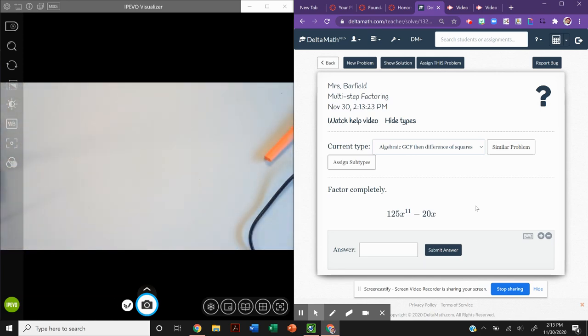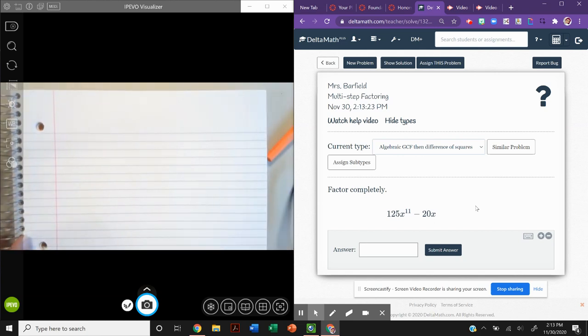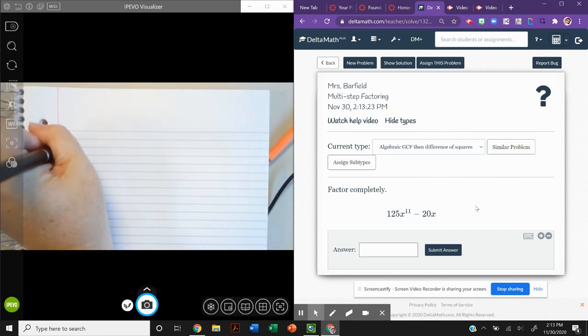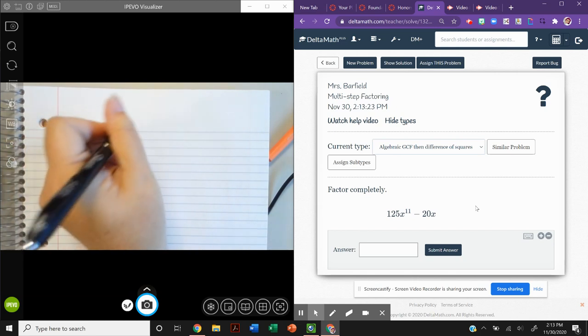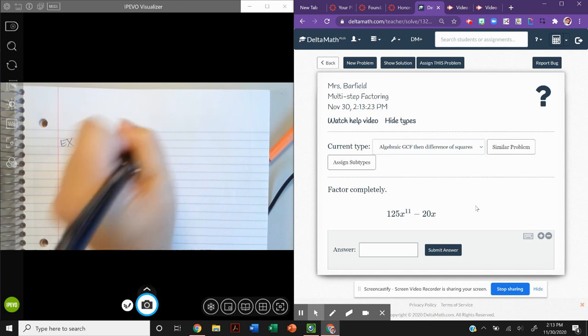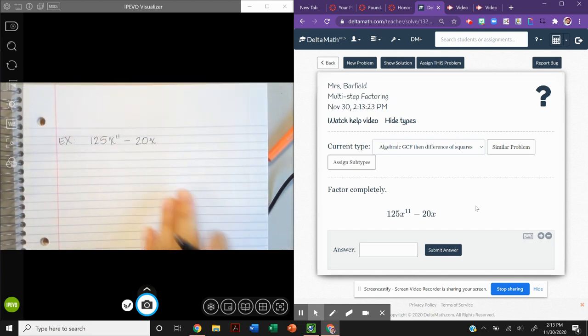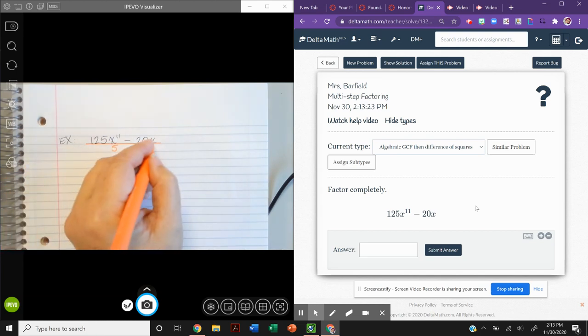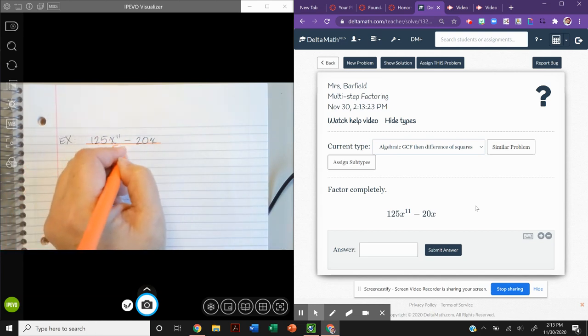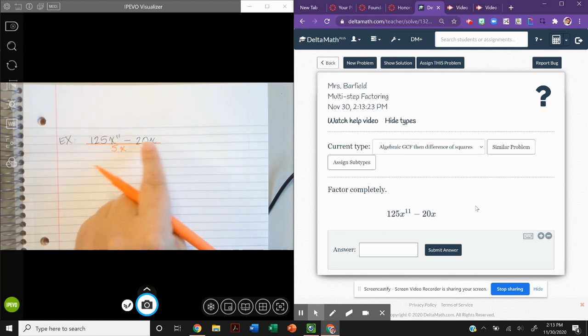All right, so now I've got 125x to the 11th minus 20x. All right, so I'm going to ask myself, do I have a GCF? I do. I can divide both of these by 5. And then I can also take out an x because I have an x to the 11th here and an x. So the smallest exponent between the two is x to the 1.